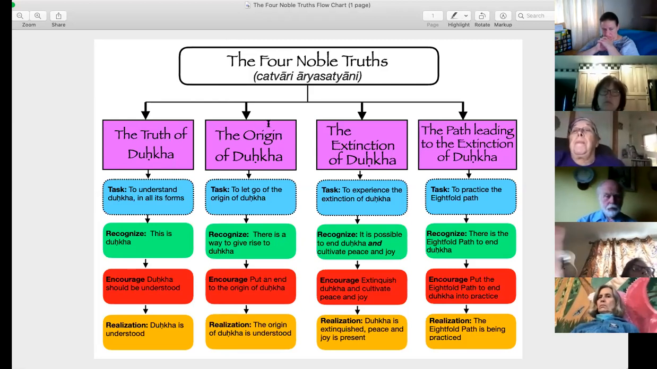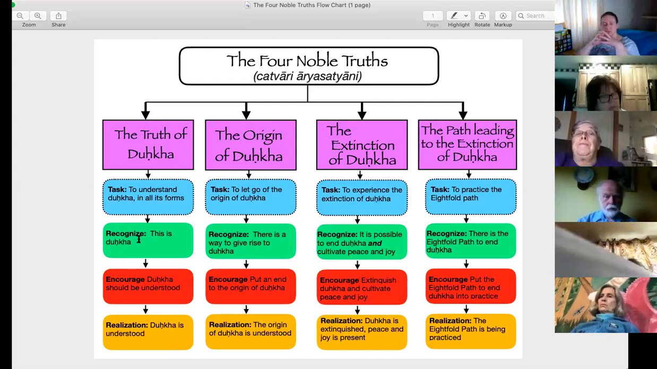So we have the Four Noble Truths, and the first truth is the truth of dukkha. And the second truth is the origin of dukkha. The third, the extinction of dukkha. And the fourth, the path leading to the extinction of dukkha. So from each one of these truths, we can then break them down into processes.